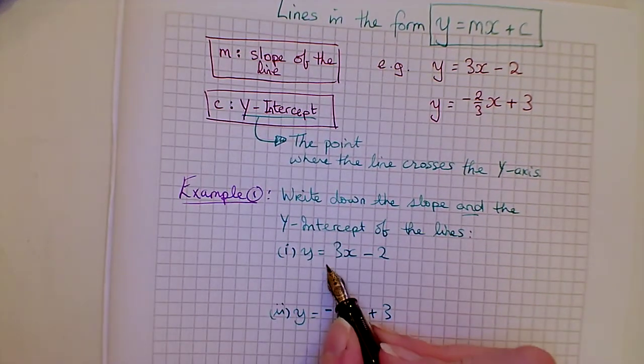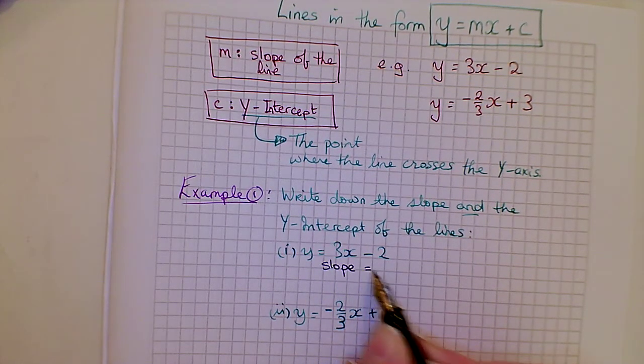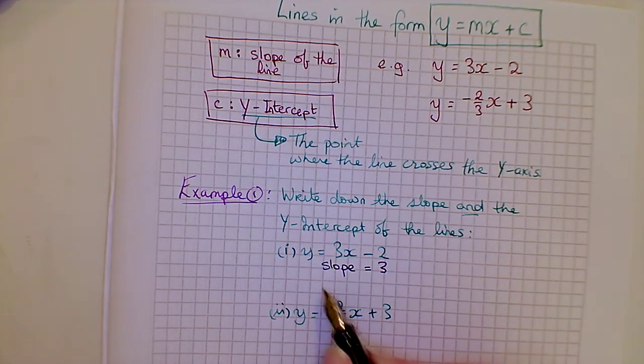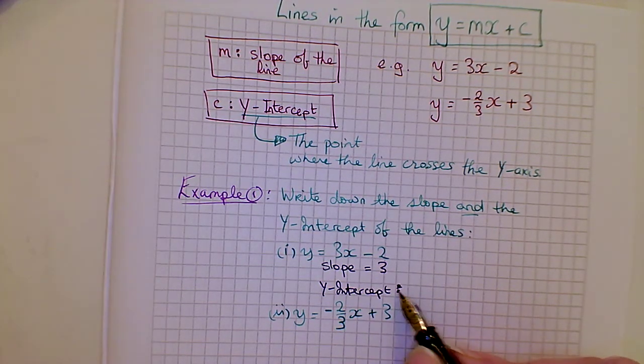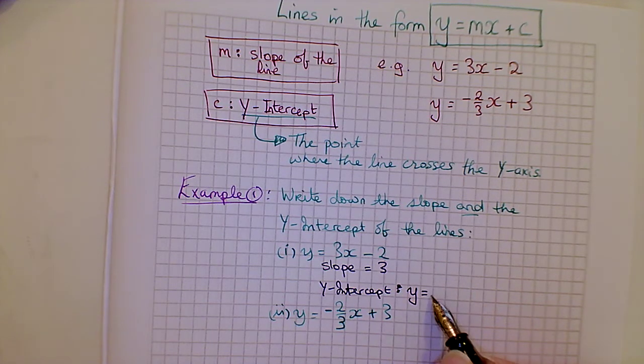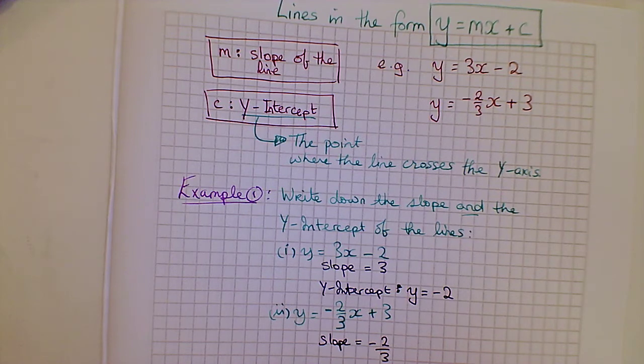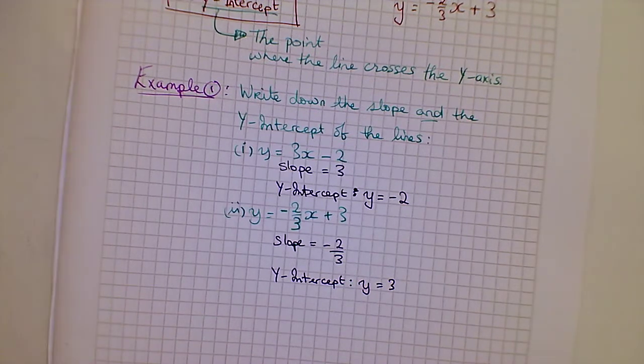So for the first one, the slope is the number in front of x, it's 3. And the y-intercept, we don't write it as a point actually, we just write down the number. But I might write it like this, y = -2. And this one here, the slope is -2/3. And my y-intercept is y = +3. Sorry, that went off the screen there.